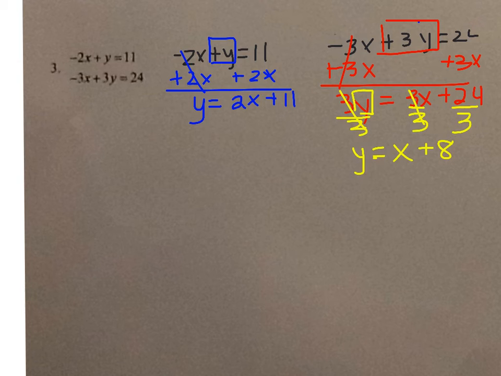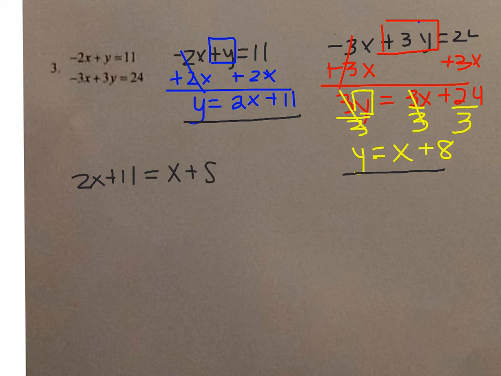All right, so now I have my two equations here and here, and I'm going to set them equal to each other because now I'm ready to solve for x and y. So 2x plus 11 equals x plus 8. And now we're solving for x.